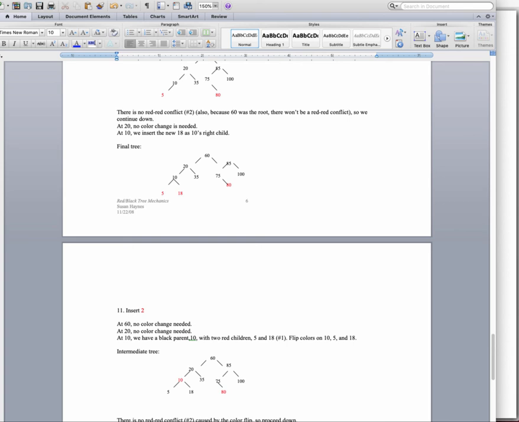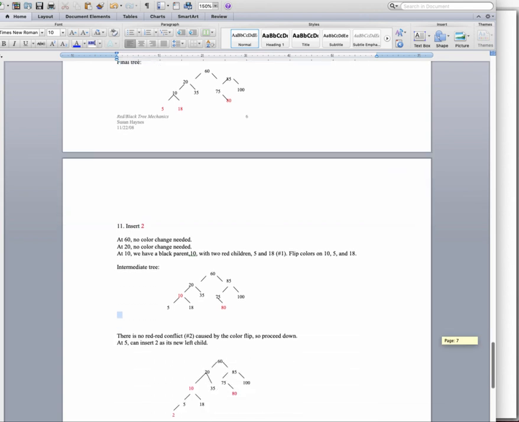So I'm going to come over here, and now I'm asked to insert a 2. When I am asked to insert the 2, I am going to come down to here, no violation. There's no violation. Here's a red with two blacks. There does not appear to be a violation here, so I would insert a red 2 just off of the black 5. And that's exactly what I've done.